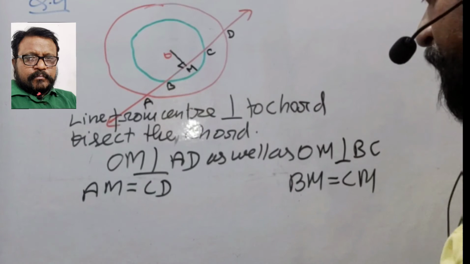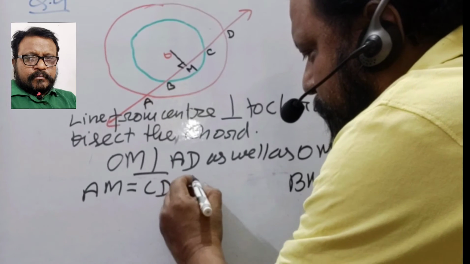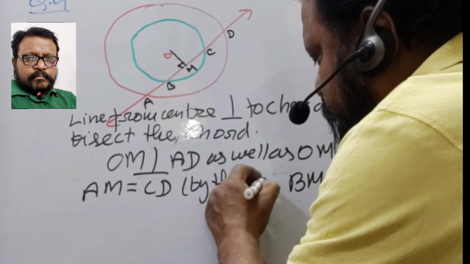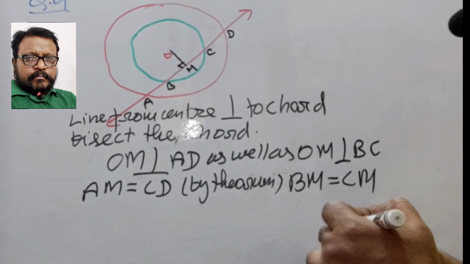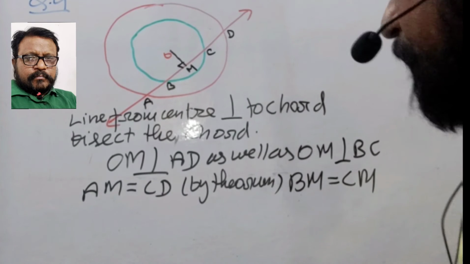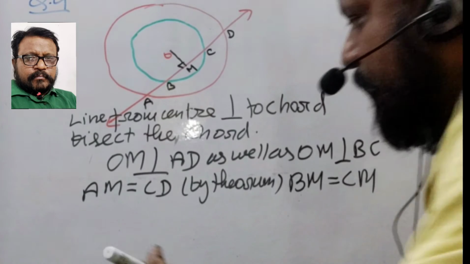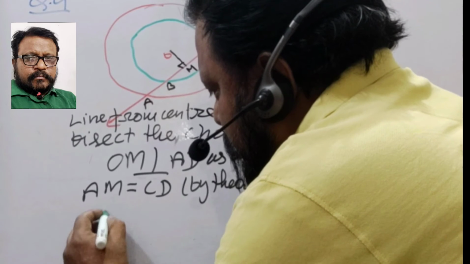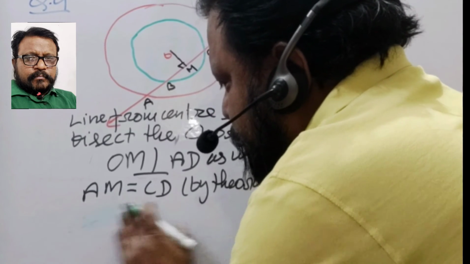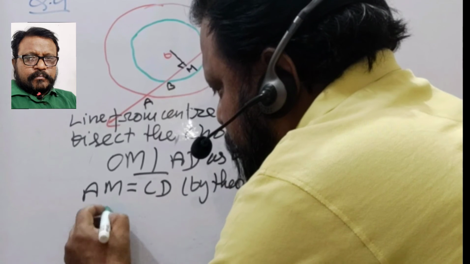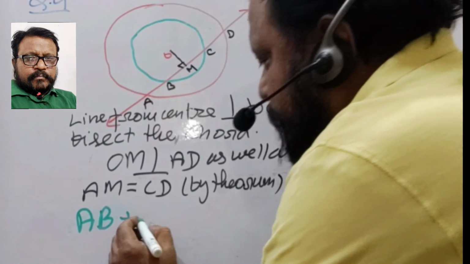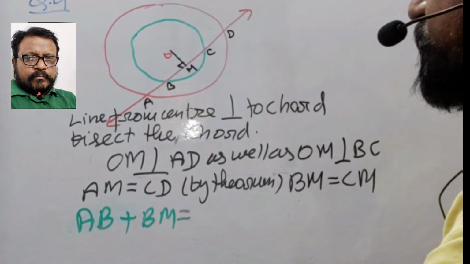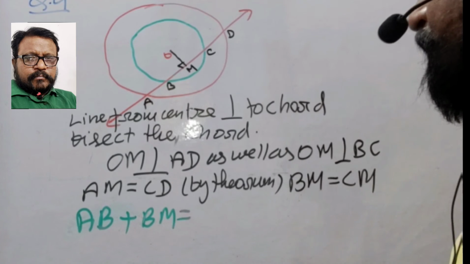And as we know, by the theorem, the line from the center perpendicular to a chord bisects the chord. By this theorem, AM is equal to DM, and BM is equal to CM. AM is equal to AB plus BM.